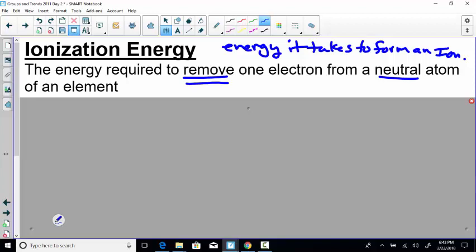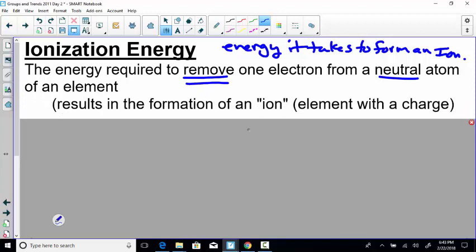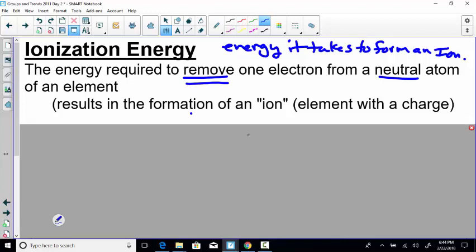So the result of this is going to be the formation of an ion, and in this particular case, we are going to be forming cations. So we are going to be dealing with cations. This is what ionization energy is.